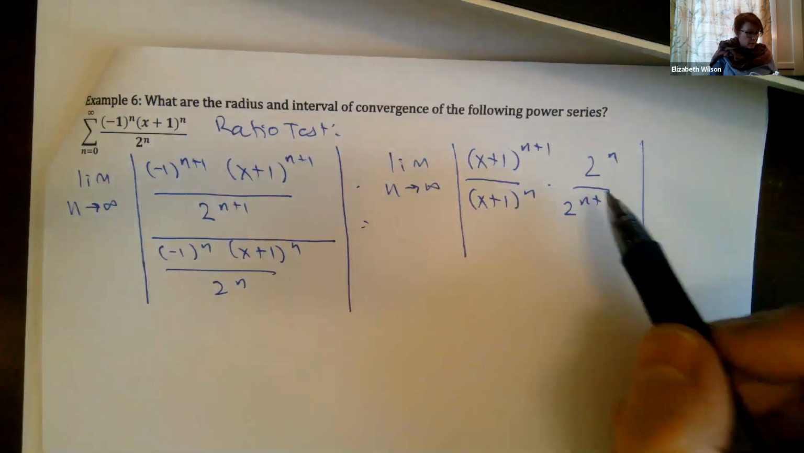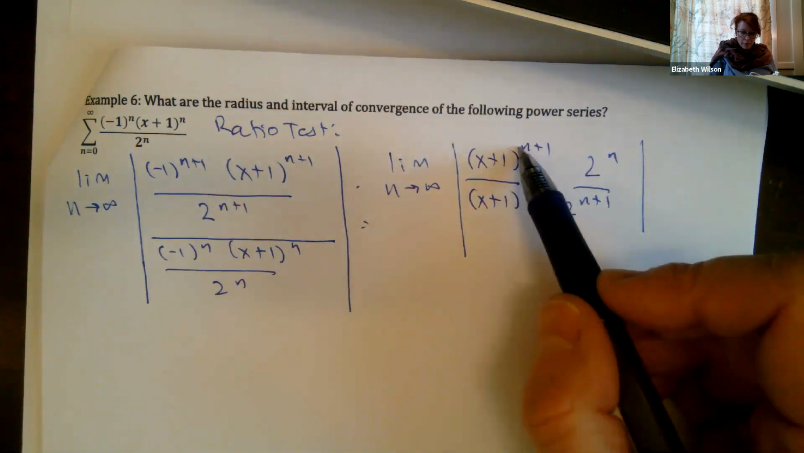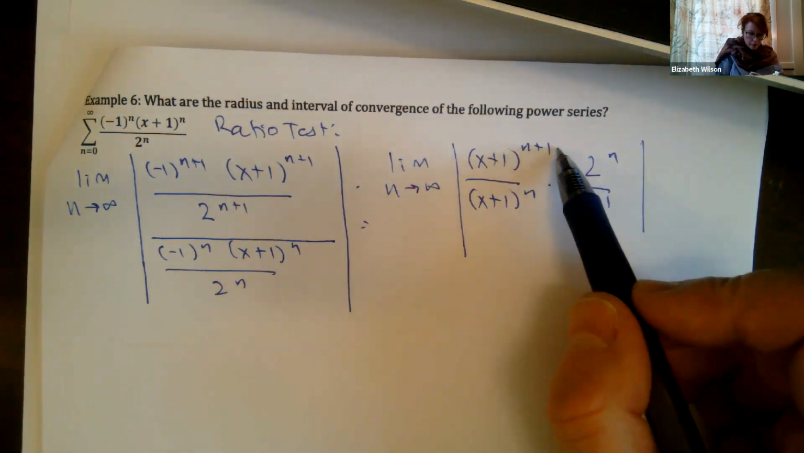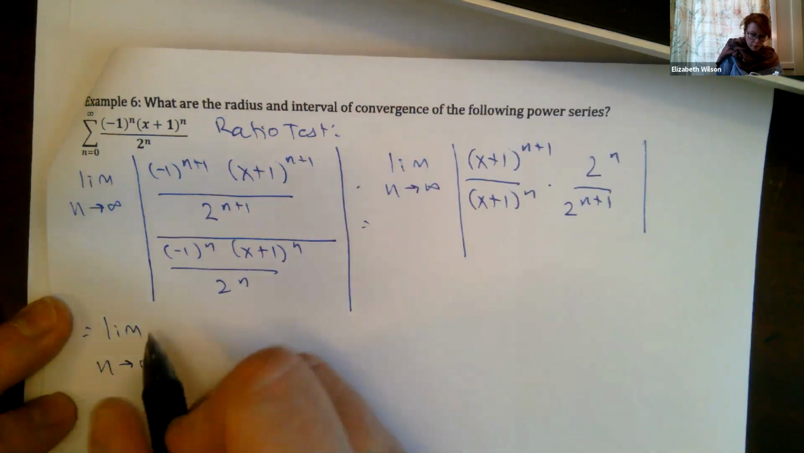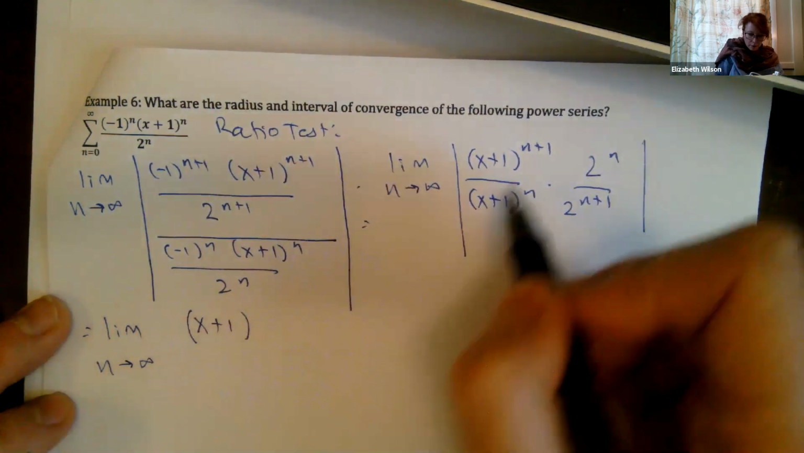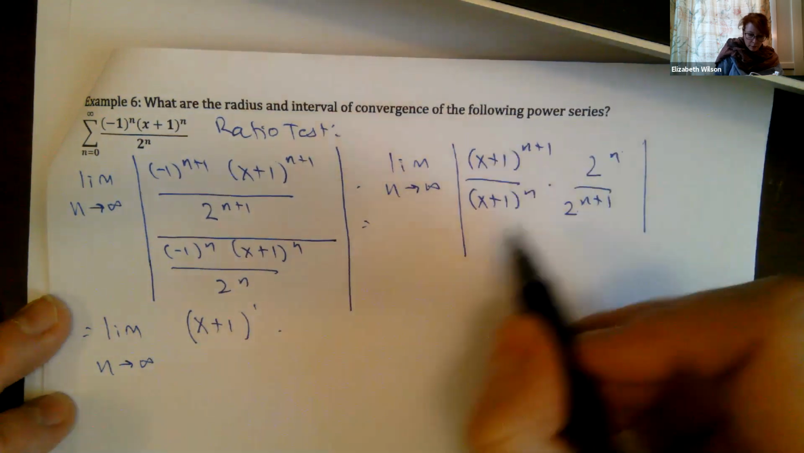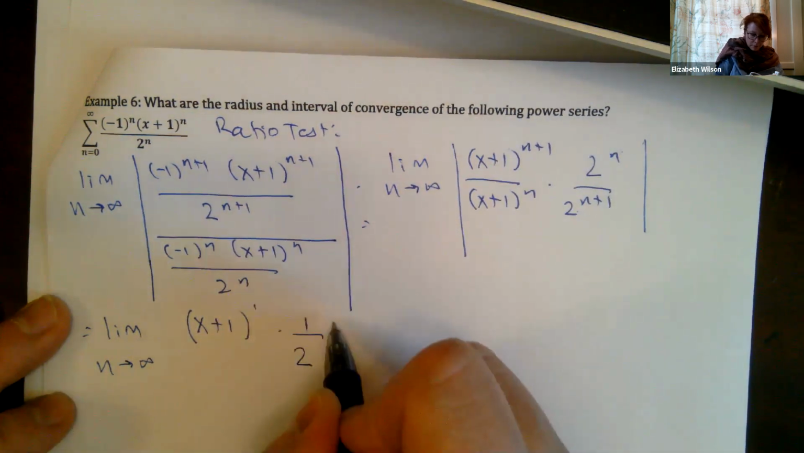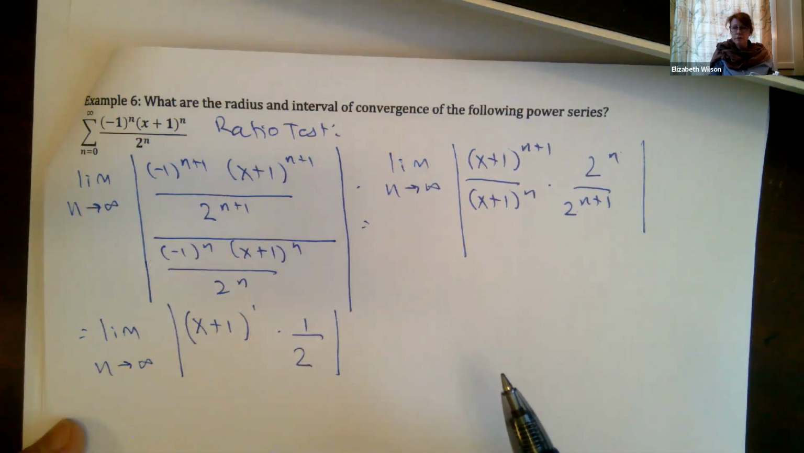So now let's take a look, right? What's going to happen here, okay? So my (x plus 1)s to the n will cancel out, and as n goes to infinity, I'm going to be left with (x plus 1) to the first power, times 2 to the n, so we'll cancel, 1 over 2. Look, I don't have any n terms anymore, right?